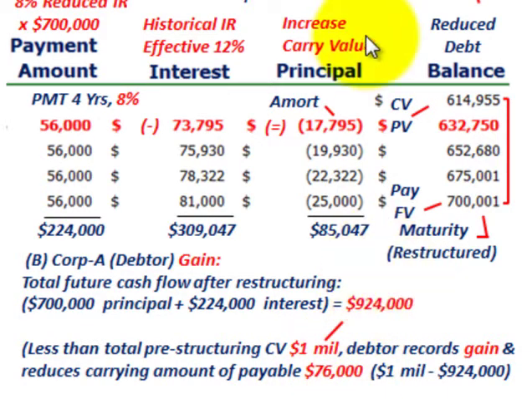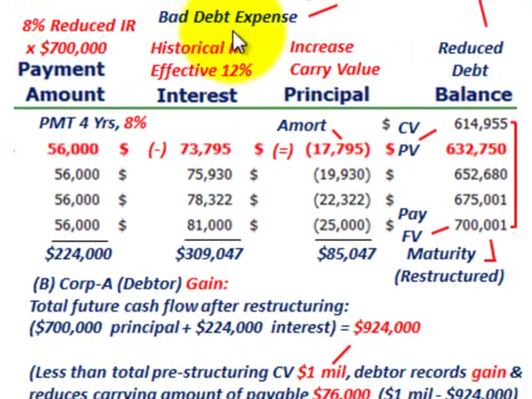Now let's go back to our amortization schedule, and this is what Bank B has to deal with. We know what our payment amount is. That's that $56,000 interest payment they're going to be receiving from Corporation A: the 8% times the $700,000 maturity value on this note. So we have 4 payments at $56,000 per year, so the total payment amount they're going to be receiving is $224,000.